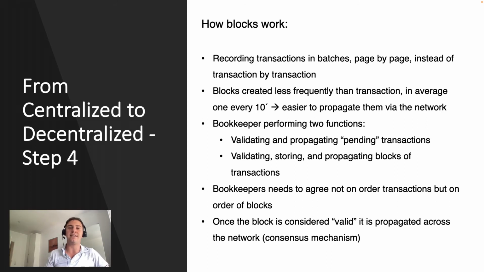And the main goal is always validating and propagating pending transactions. This word validating is very important because they are validating that the transaction is correct, that the address is correct, that the person has enough Bitcoin, and that the recipient's address is correct as well. So they are proving that everything is correct. This is important. As said, they no longer need to agree on every single transaction, but on blocks that are less frequent, so it's easier to agree.